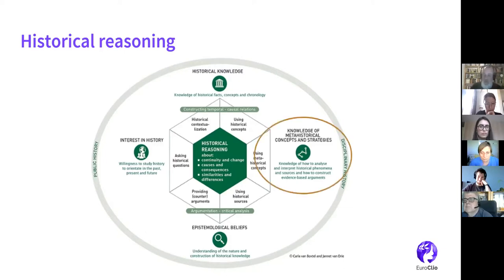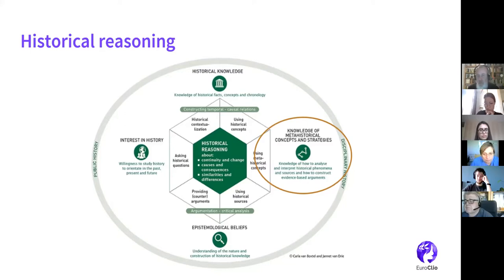Now, this is where we find in most literature the concepts of change and continuity. They are concepts that are very relevant, at least to history, because we as historians first try to understand change, right? What did change? How did it change? So change and continuity and cause and consequence are very much related concepts, and they are the bread and butter of what we do as historians.